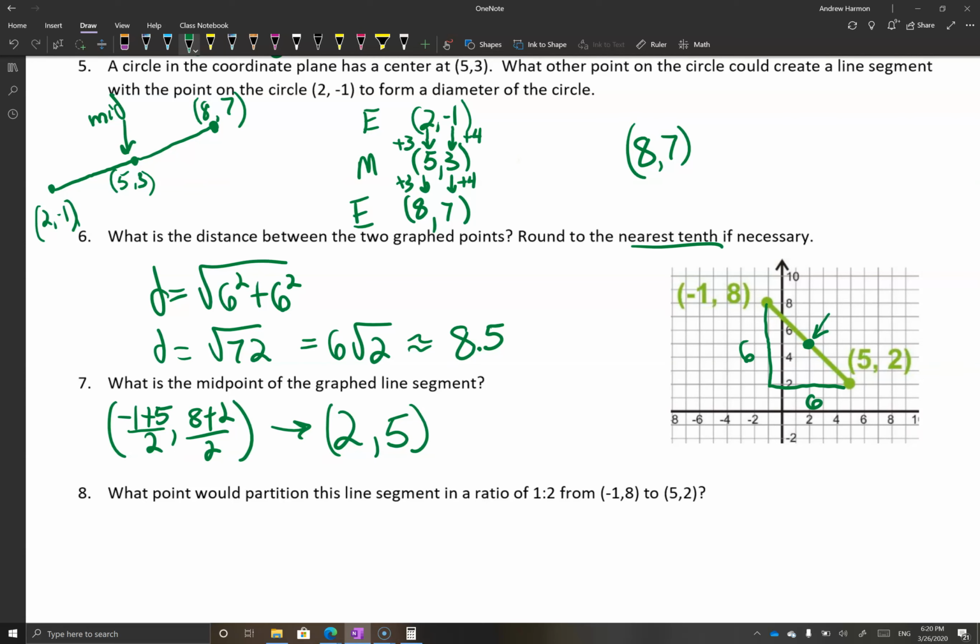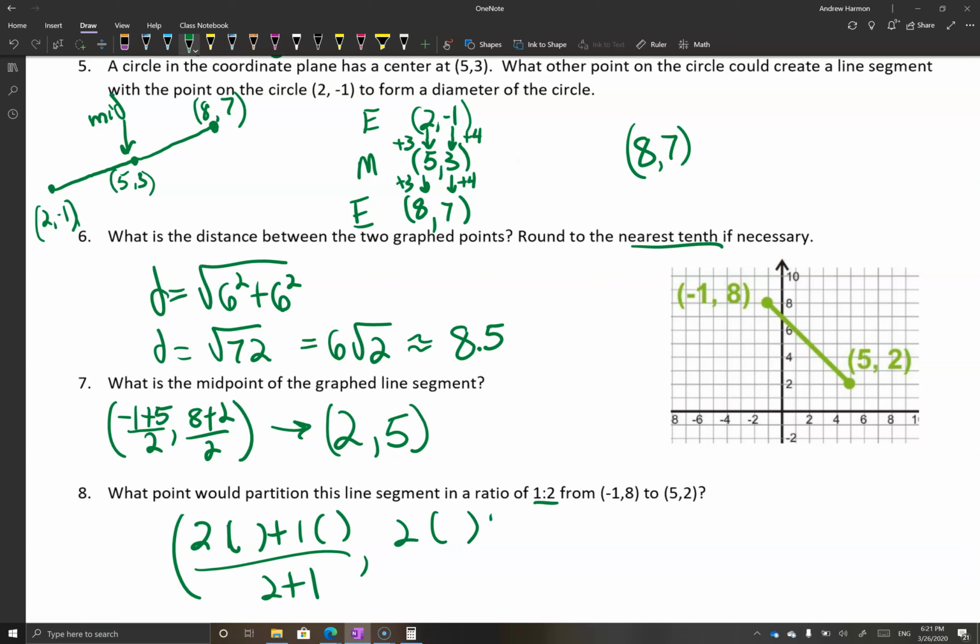Last question here: what point would partition this line segment in a ratio of 1 to 2? Same line segment, but we're doing a ratio of 1 to 2. So let's look at that in terms of our partitioning line segment equation, where we go (b times x1 plus a times x2) over (b plus a), comma, (b times y1 plus a times y2) over (b plus a). Then we put in our x values, -1 and 5, put in our y values, 8 and 2, and simplify. And from there, we get (1, 6).